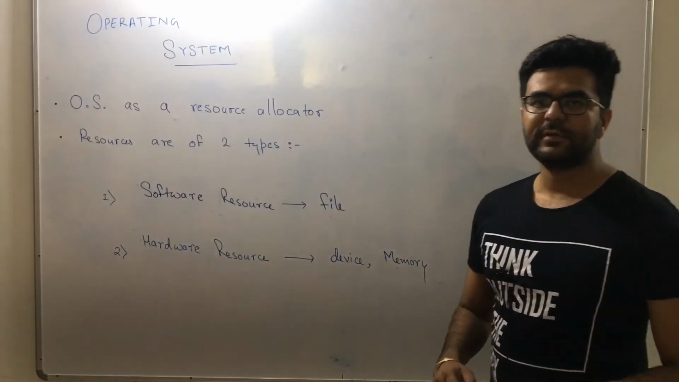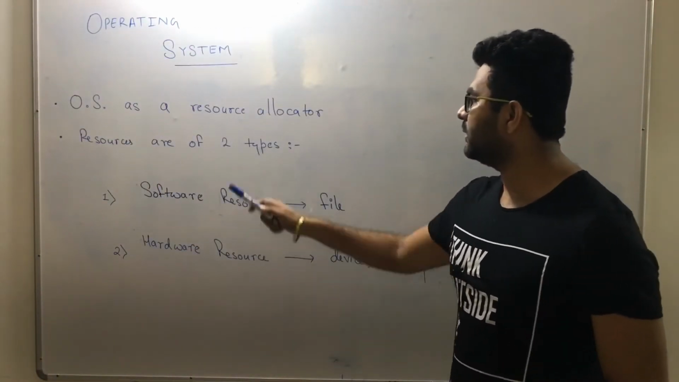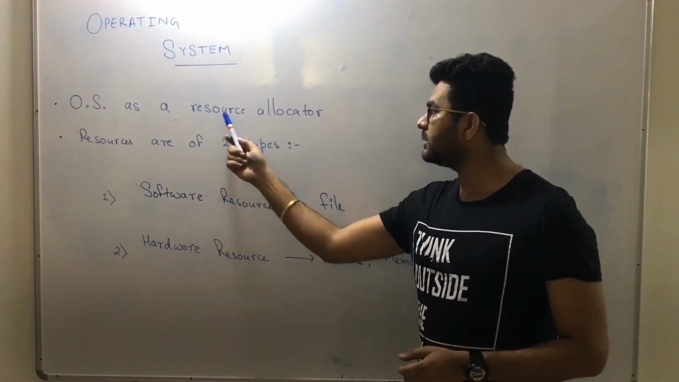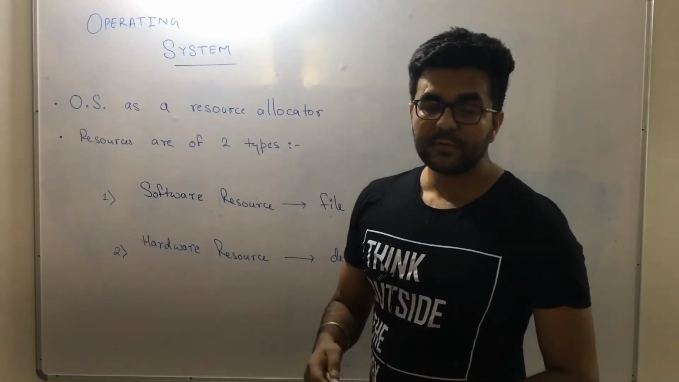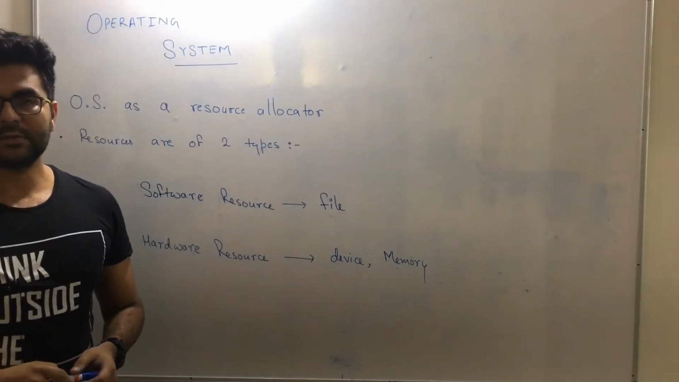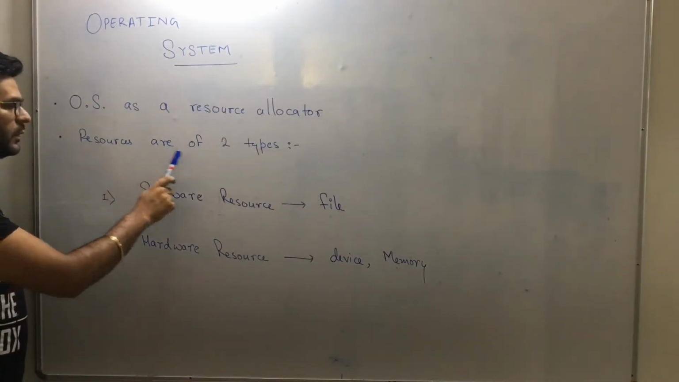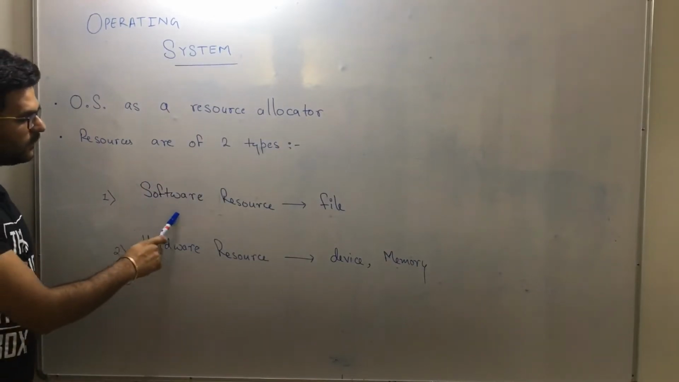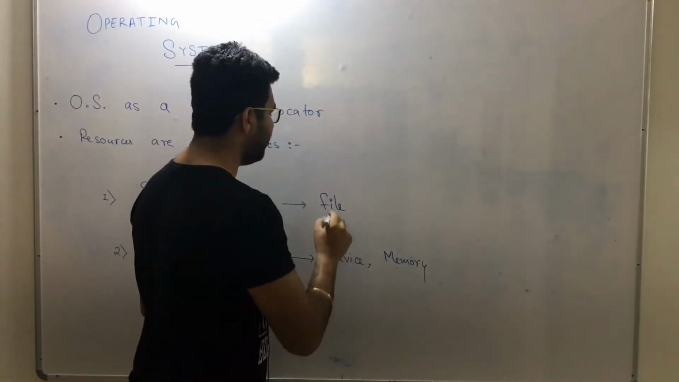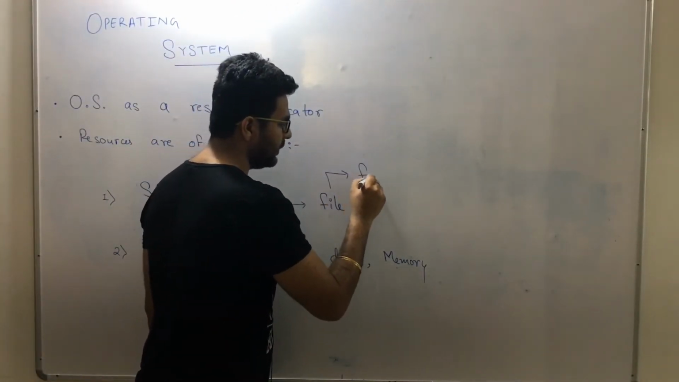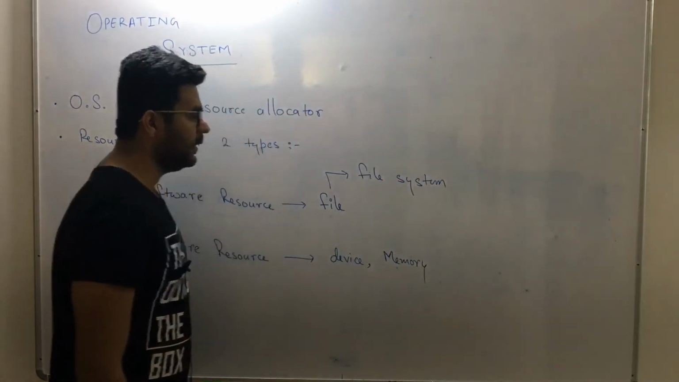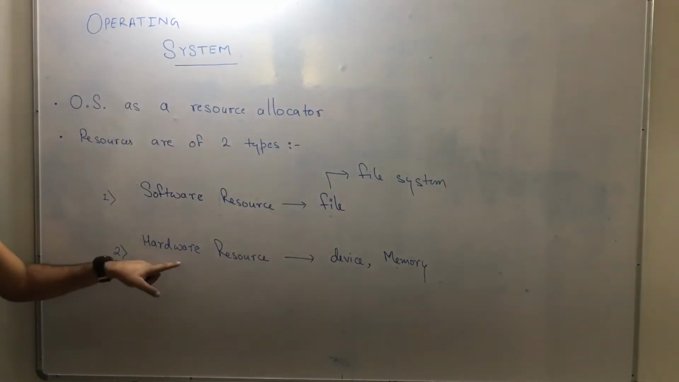Let's talk about the next definition of operating system, and by the second definition of operating system, we can say that operating system is a resource allocator. The operating system has the responsibility of allocating resources to a user application. See, actually there are only two types of resources. One is a software resource. This is nothing but a file. For that, we might be learning file system in the later sessions. And the second resource which operating system allocates is hardware.